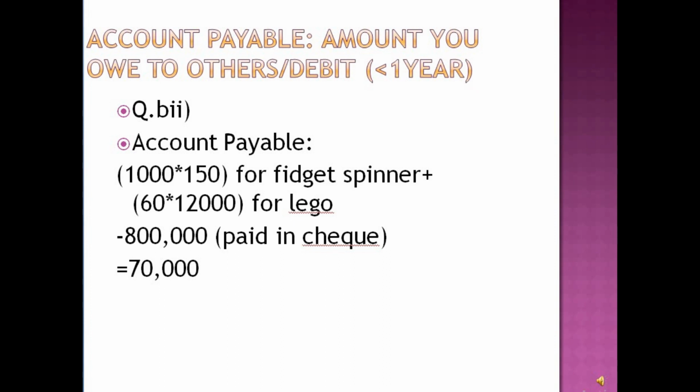Thus, in this case, from the passage, the business bought 150 fidget spinners for 1,000 each and 60 Lego sets for 12,000 each. Out of the total, it has already paid 800,000 in cheque. So, the due amount is 70,000, recorded as account payable.